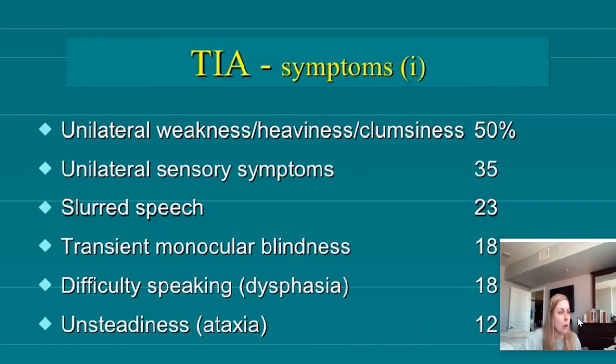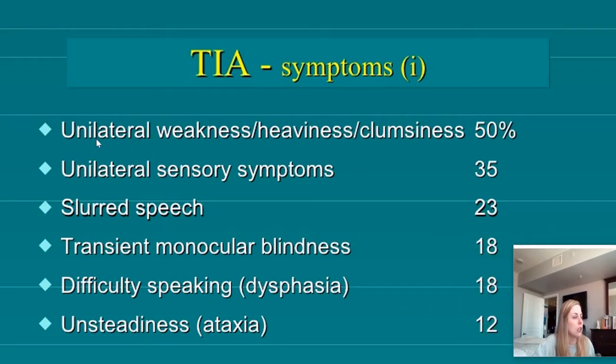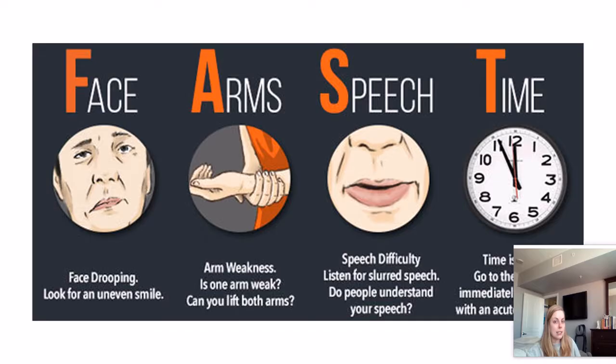So TIAs, what other symptoms are we going to see? It's going to be that unilateral weakness, heaviness, or clumsiness in the majority of the patients. The unilateral sensory symptoms that we talked about: they might have trouble seeing, a partial vision loss, unilateral hearing loss, some vertigo or a headache. These patients are likely going to have slurred speech. So you might be thinking at this point, okay, these symptoms are all symptoms of stroke. This was made for stroke.